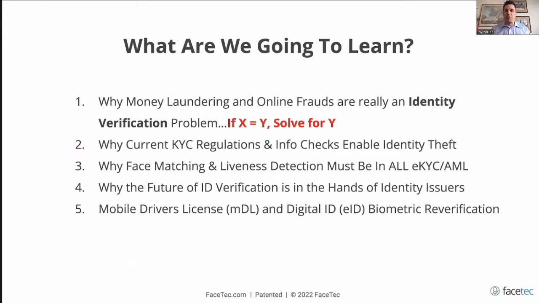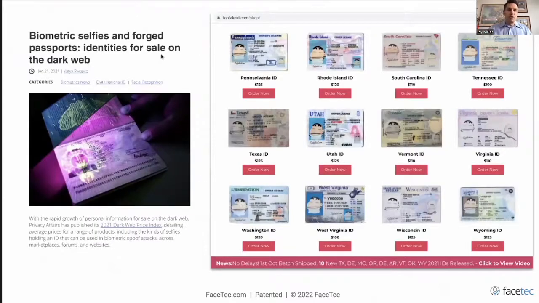We're going to talk about why KYC regulations and info checks actually enable identity theft, and why face matching and liveness detection must be involved in all electronic know your customer systems. And why identity issuers are so critical to the remote and unsupervised identity ecosystem like the internet. So ultimately, we're going to end up talking about emerging mobile driver's license standards and digital ID, and how biometric re-verification should be included.